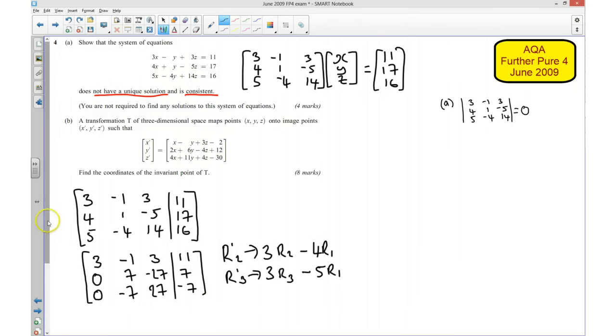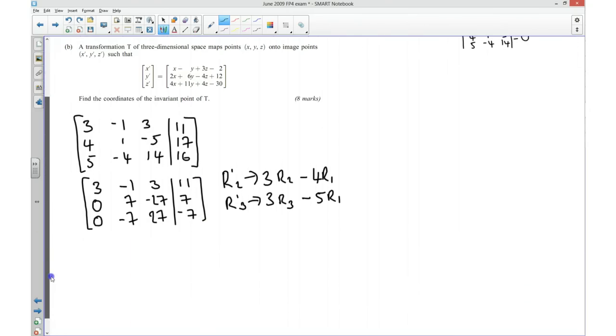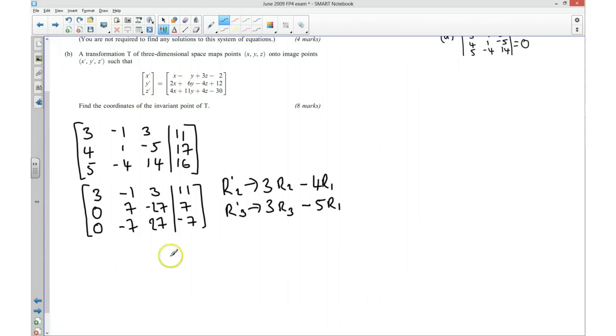And there we go. Right, so I now have my 2 zeros here, so I can now use this row here to change this number here to 0. To get my new row 3, I'm going to do row 3 add row 2, because negative 7 plus 7 is going to be 0.